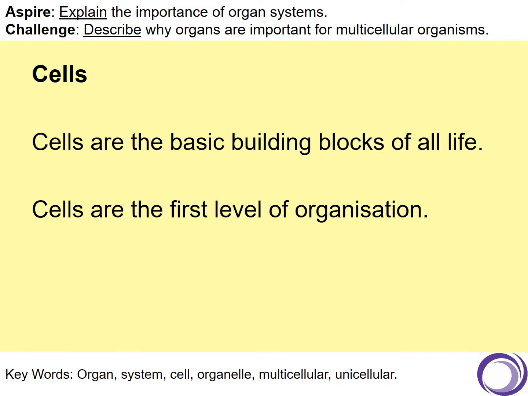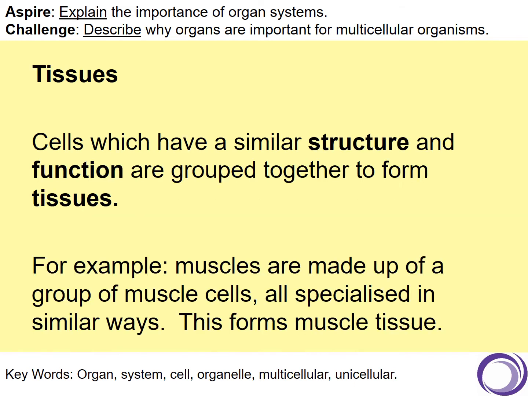So a couple of definitions that you need to know. Cells are the basic building blocks of all life. Every living thing that we are aware of is made of a cell or of lots of cells. So we call them the first level of organisation. That's the smallest thing that a living thing can be made out of. We've talked about prokaryotic cells and eukaryotic cells, and those being parts of life.